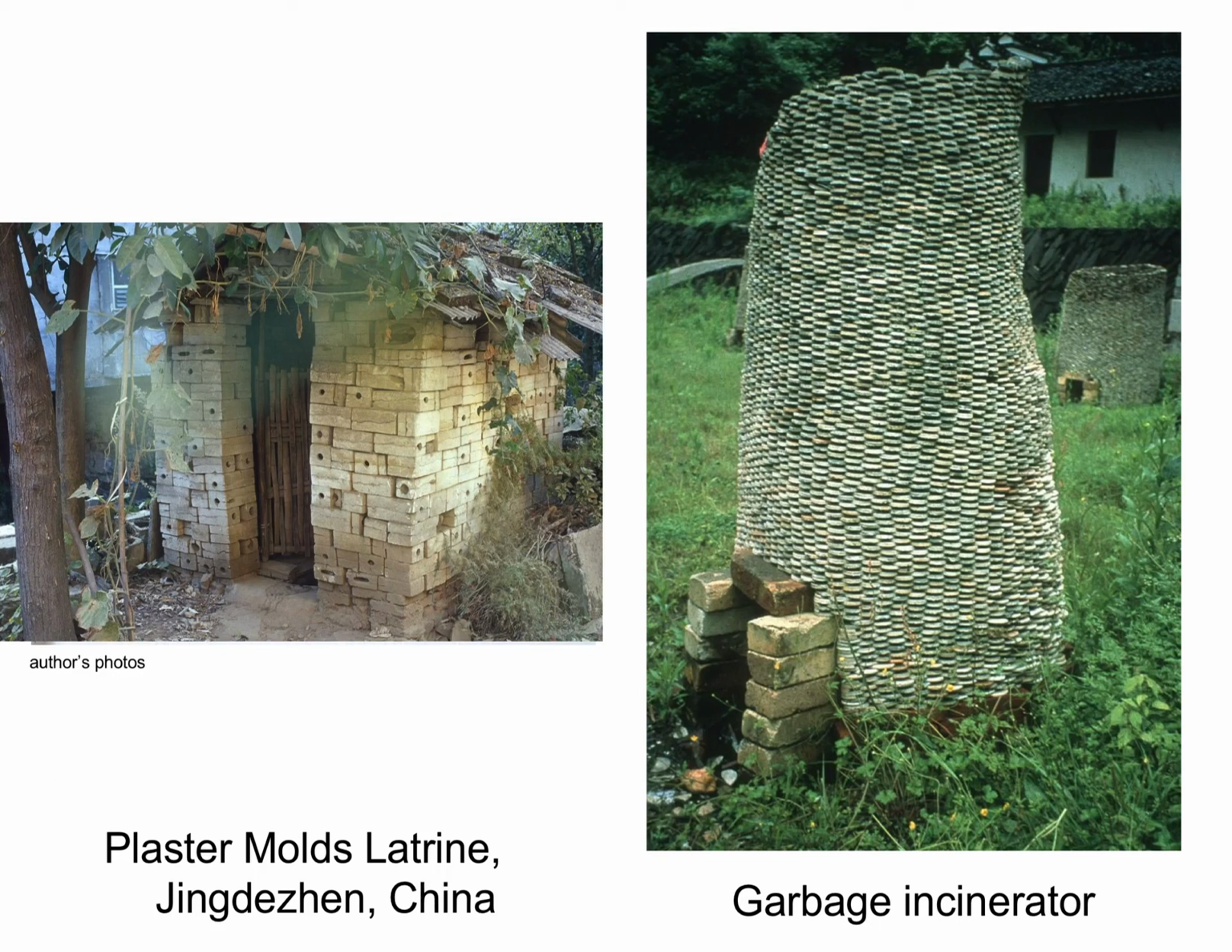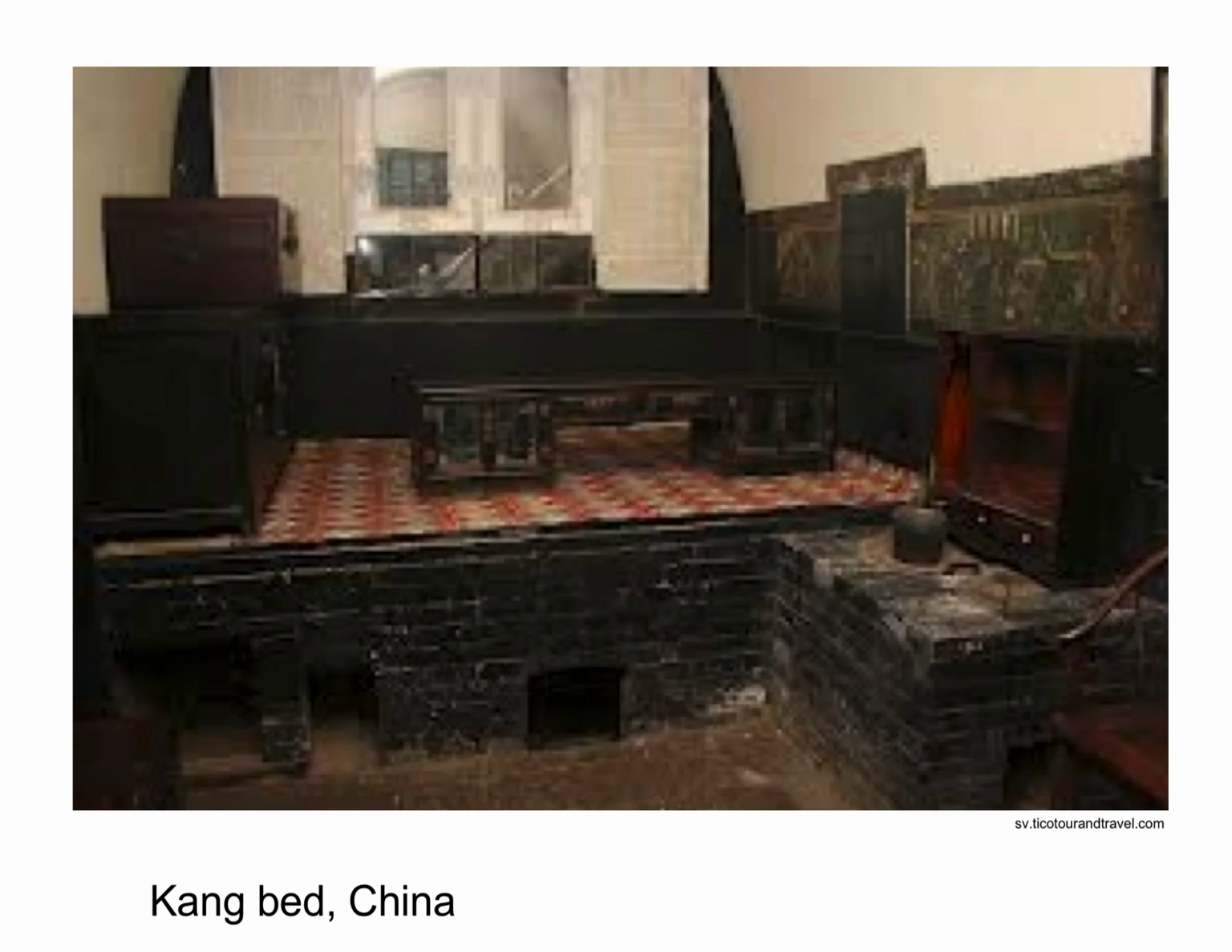I also very much like those 2 structures that I photographed in Jingdezhen, China. One is a latrine made out of recycled plaster molds, and the one on the right is an incinerator for the burning of garbage, made with the millions of little porcelain discs they are making every day for the firing of very delicate porcelain objects in kilns. So instead of throwing them out, they were stacked strategically to create a chimney and a flue effect for the burning of garbage. This is a Kang bed in China as well.